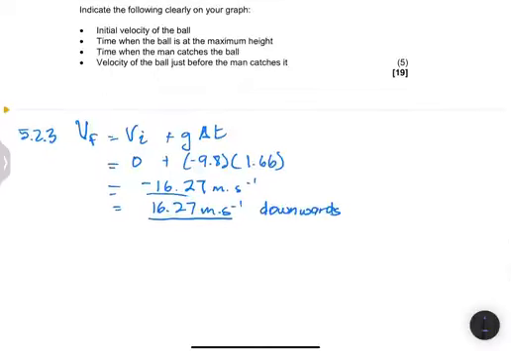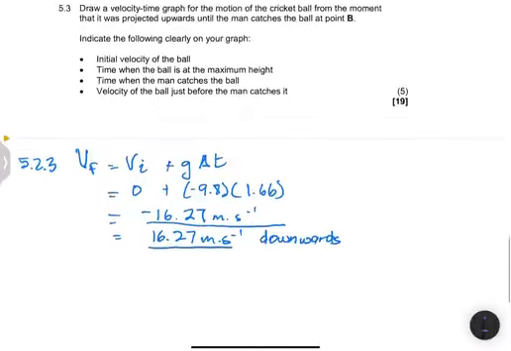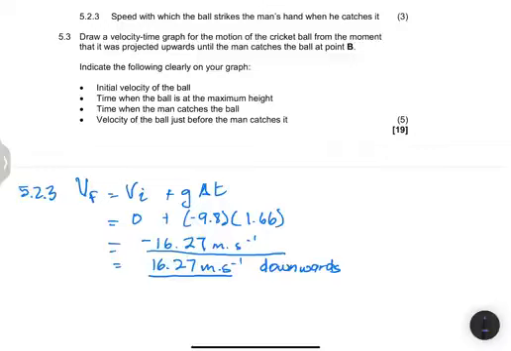Now, please remember, we're going to draw a graph. Now, which is the next question. They say draw a velocity time graph for the motion of the cricket ball from the moment it was projected upwards until the man catches the ball at point B. All right. And they show us what to indicate clearly there.